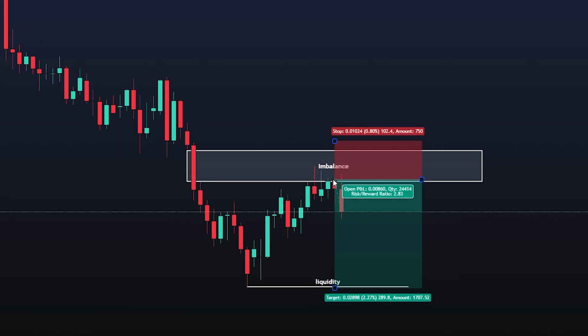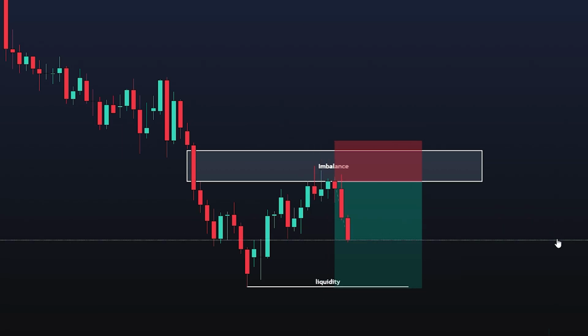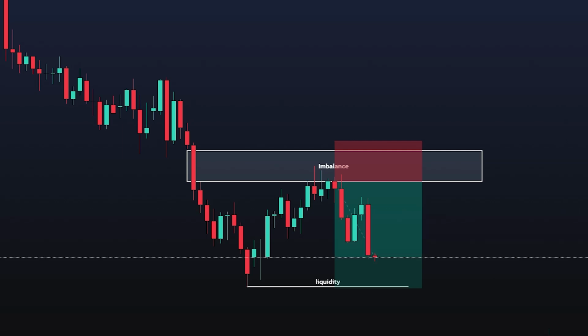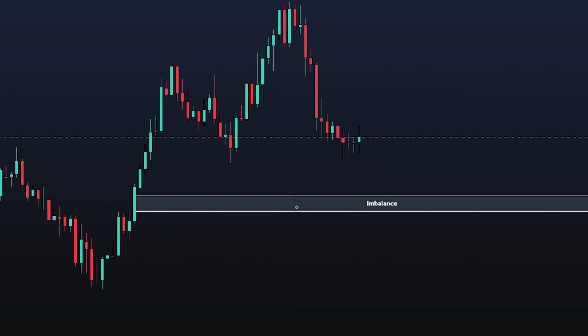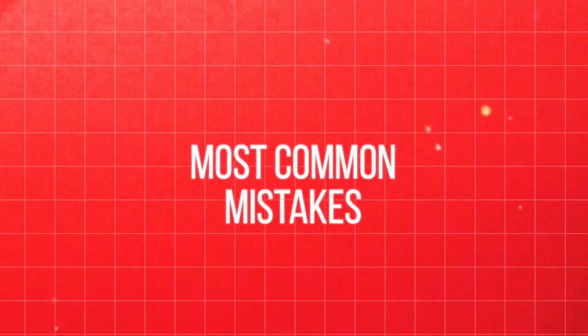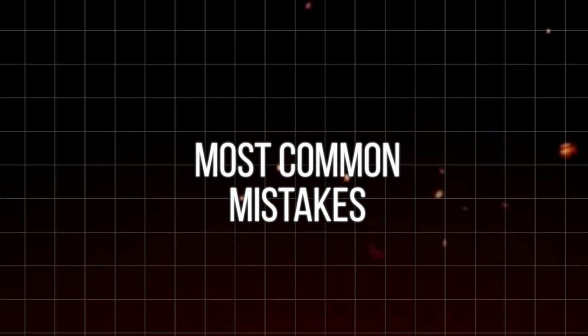But no matter which entry method you use, it is important to realize that even the most accurate imbalance zones are not always worked out. Let's look at the main mistakes that can lead to losses in trading with imbalances. Even if you have learned how to find and trade imbalances correctly, there are mistakes that can lead to a deposit drain. Let's analyze the most common ones.